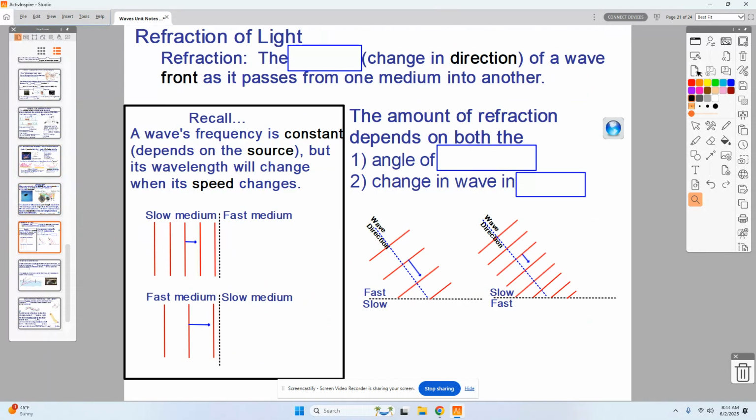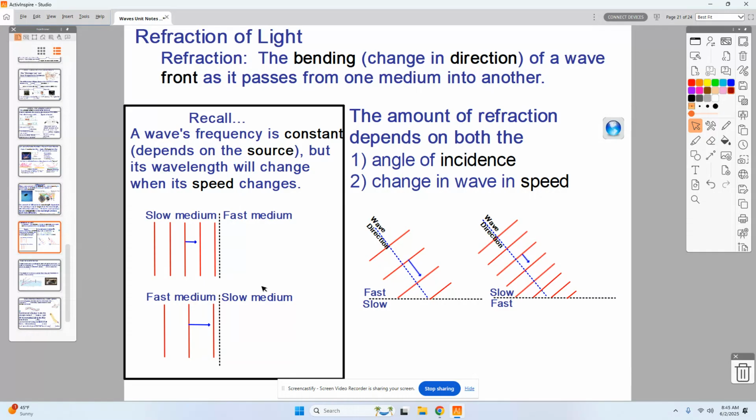Now, refraction is a little bit different than diffraction. It sounds the same. It is the bending or a change in direction as a wavefront passes from one medium into another. So now instead of it just going through an opening or around a barrier, it's going to pass into an interface. The amount of refraction depends on the angle of incidence, so how directly or how obliquely it hits that interface, and we need a change in speed. The speed has to either increase or decrease when I go from one medium to another.